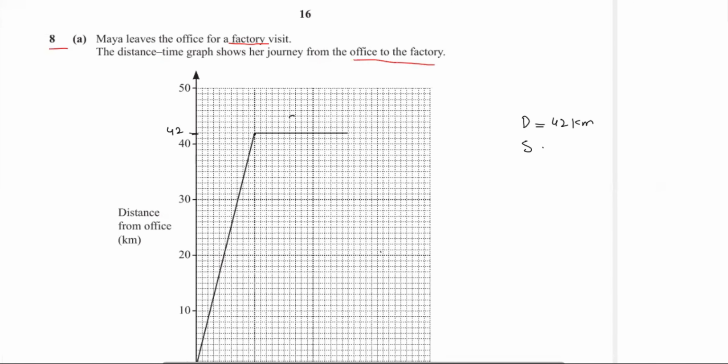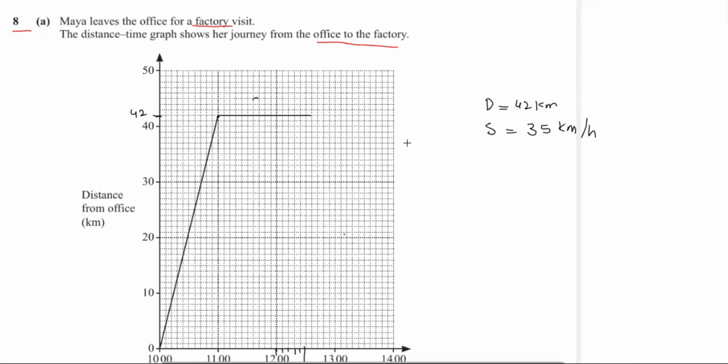Now the speed is 35 kilometers per hour. To draw the graph, we have to find the time during office to factory to office. Now this is the time that will be equal to distance over speed. Now 42 over 35, 7 times 6 is 42, 7 times 5 is 35. Now we get 1 over 5.